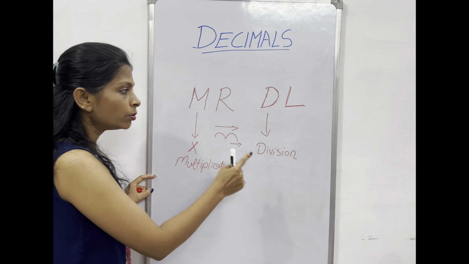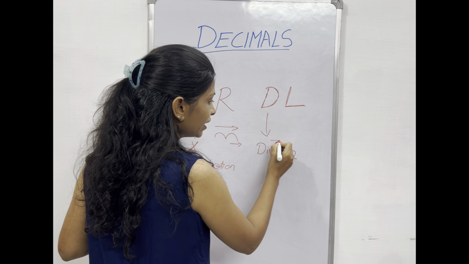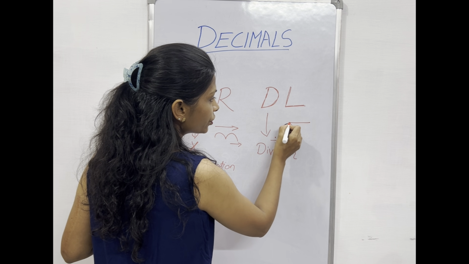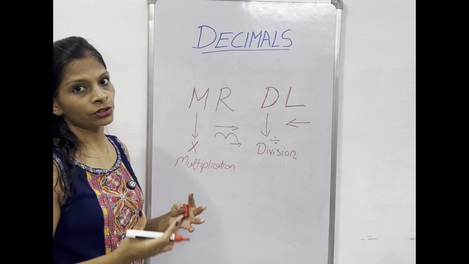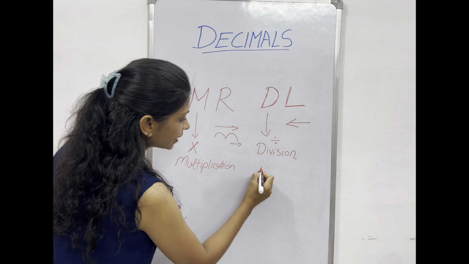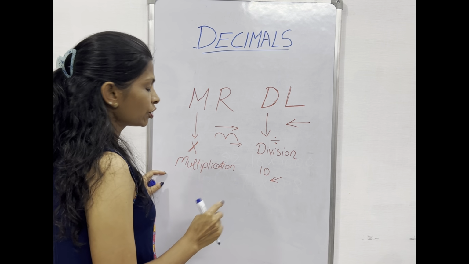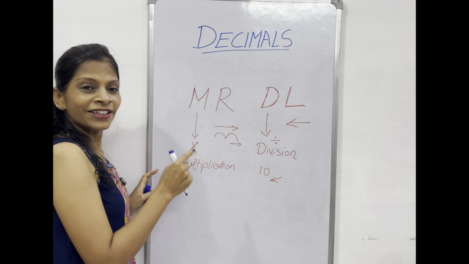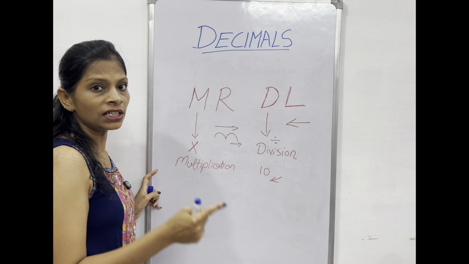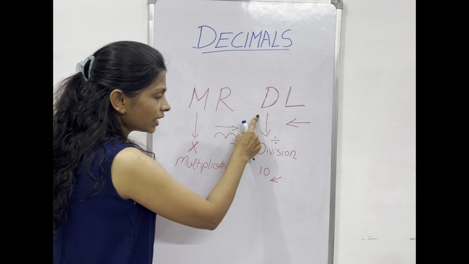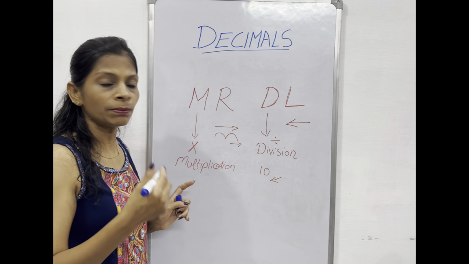Similarly, if I am dividing my decimal numbers by the powers of 10, then in division, my decimal point shifts towards the left, again depending upon the powers of 10. Let's say I'm dividing by 10, then my decimal will shift 1 point towards the left. A quick recap. If I'm multiplying, the decimal point will move towards the right depending upon the powers of 10. If I'm dividing, the decimal point will move towards the left.